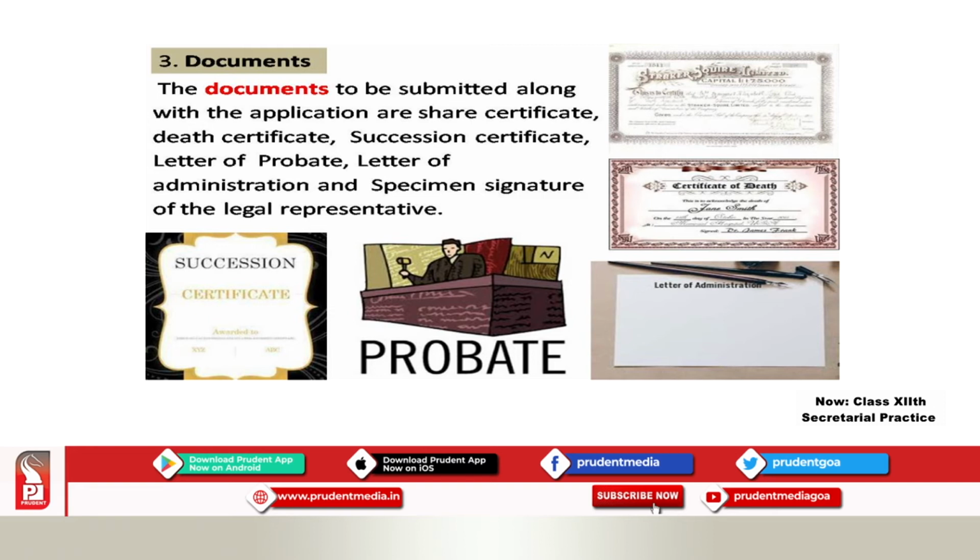Then the third one, a succession certificate, which I told you when a person dies intestate without leaving a will, it will be given to you by the court. Or the middle picture, probate of will, when he dies testate. Even when he dies testate, the legal representative goes to the court and says that he is the legal representative and the court will give him a letter of probate. That is the one. And the last one, letter of administration. This will be given again by the court when he dies without leaving a will, intestate.